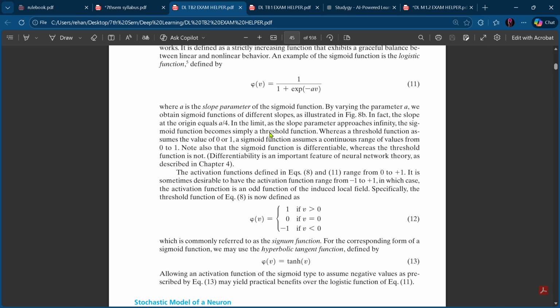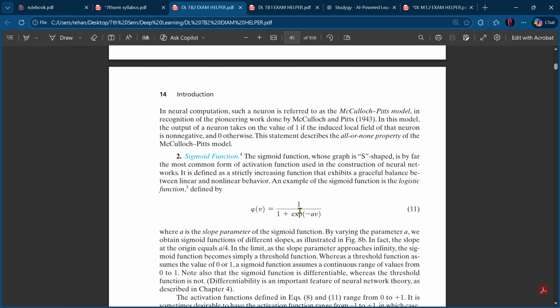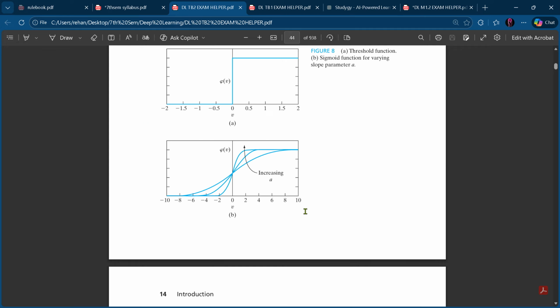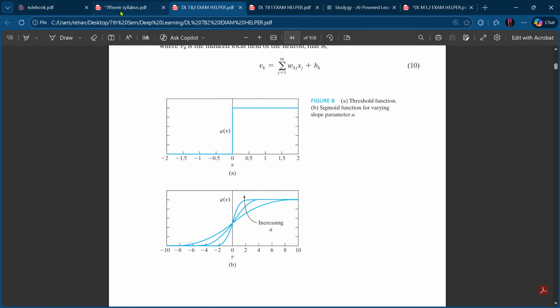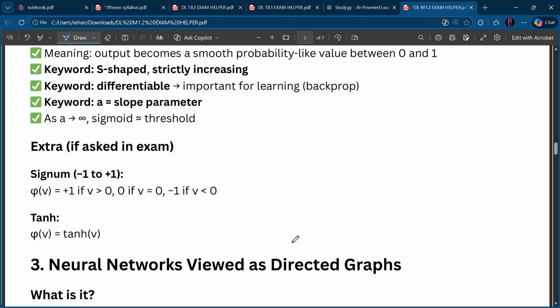Let us go to the textbook. Here we have 1 divided by 1 plus exp of minus av. You can write it as e to the power of minus av, or exp of this. Here a is a slope parameter; by varying the parameter a, we obtain different sigmoid functions. See the diagram, you can see the S shape they are talking about. As a goes towards infinity, the sigmoid approaches the threshold function. Keyword: differentiable, important for learning, backprop.